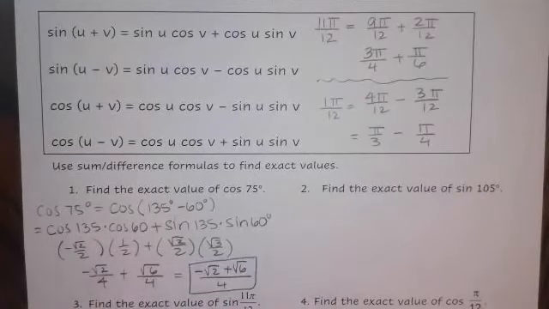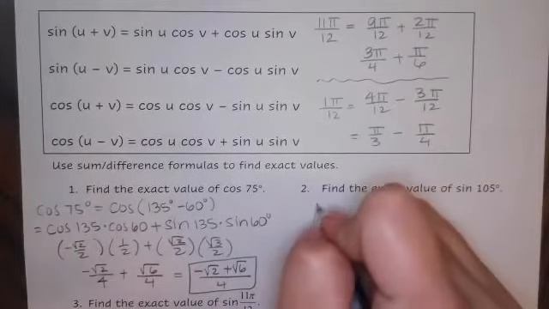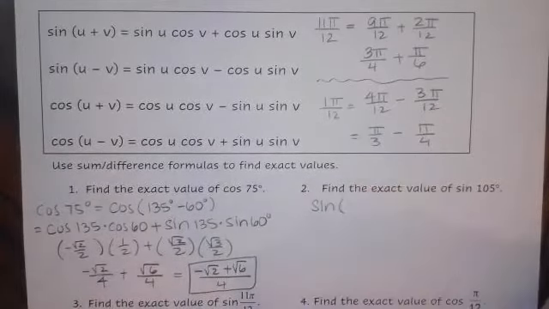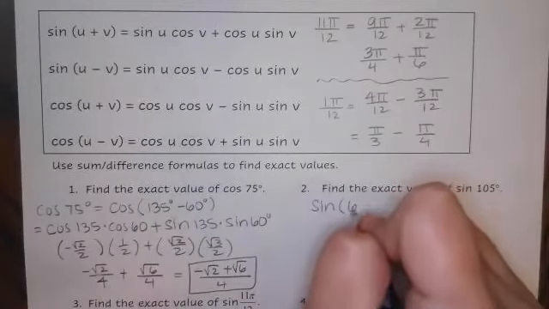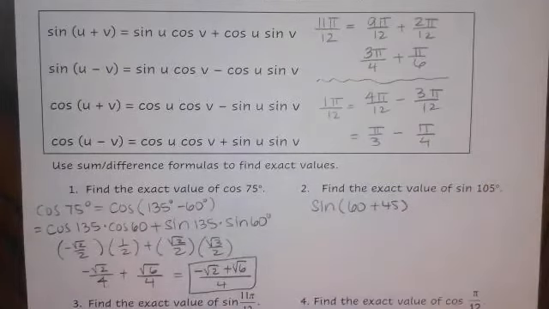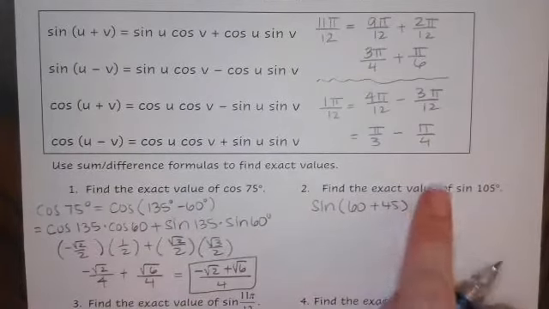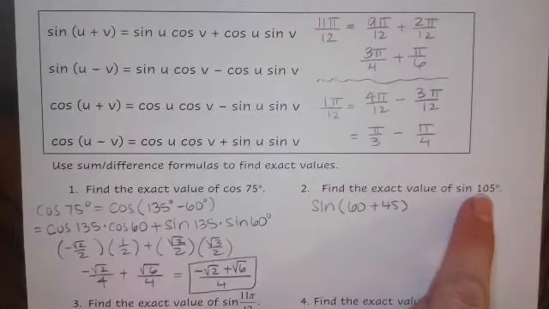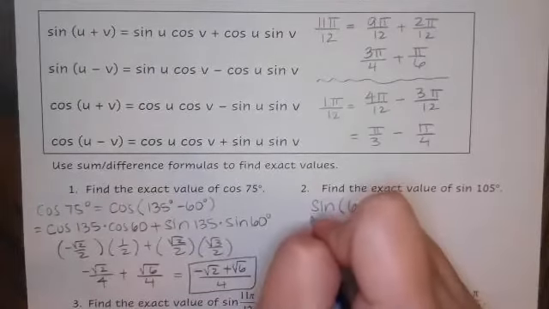There's the exact value. If you think you're ready to try that, go ahead and pause and try that sine of 105. If not, just follow along. And so we've got sine 105 would be 60 plus 45. Both of those are found on my unit circle, and they add up to be 105. And so now we're ready to use the formula.